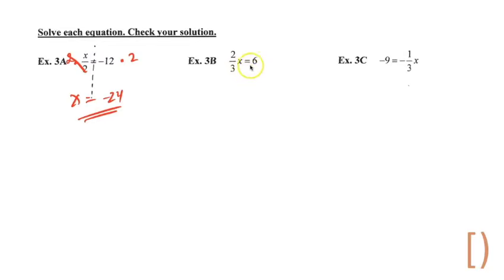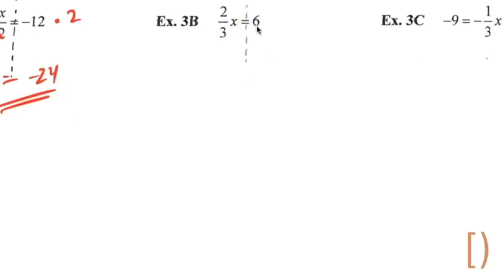Next, I'm actually going to do this one in two steps. This will show you, and I'll do the one after that in one step. So there's my equal sign. What I do to this side, I do to that side.